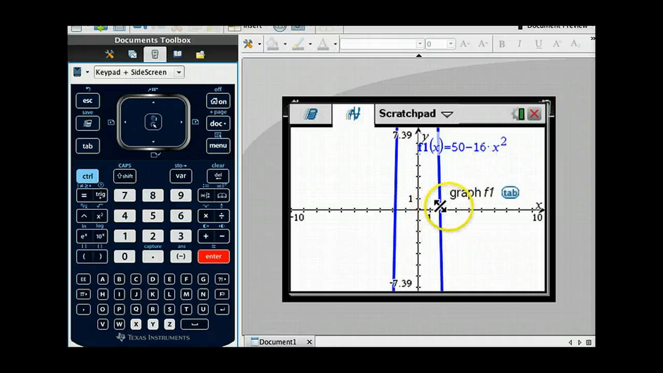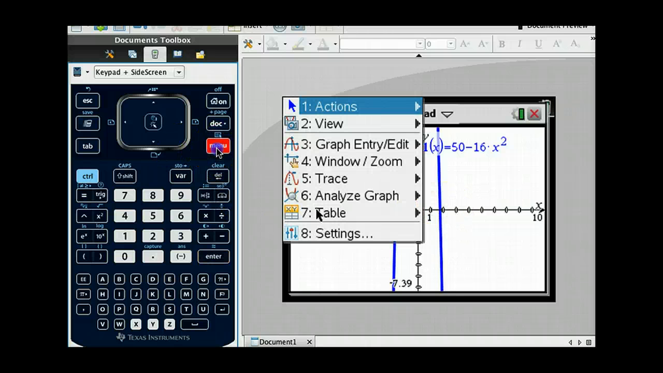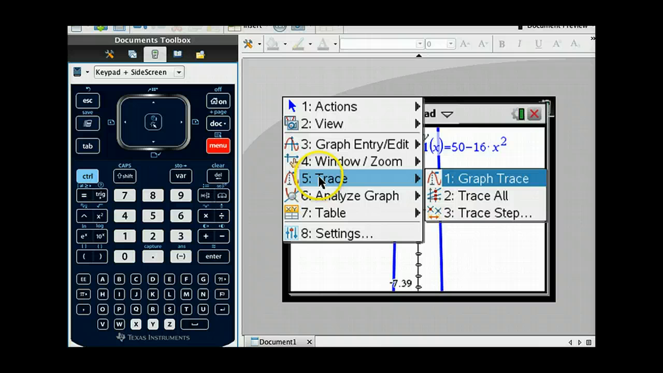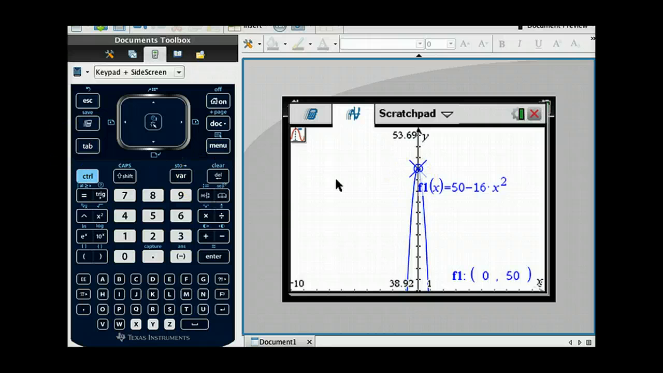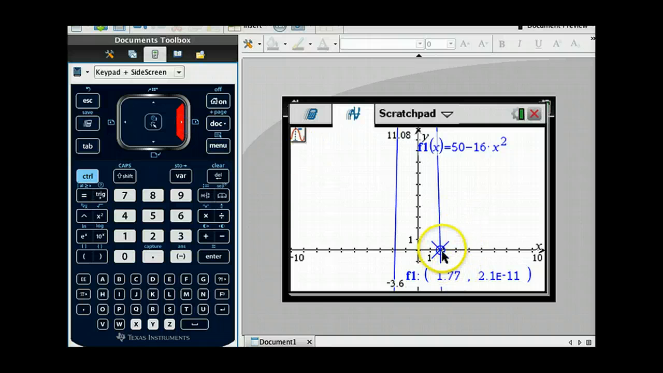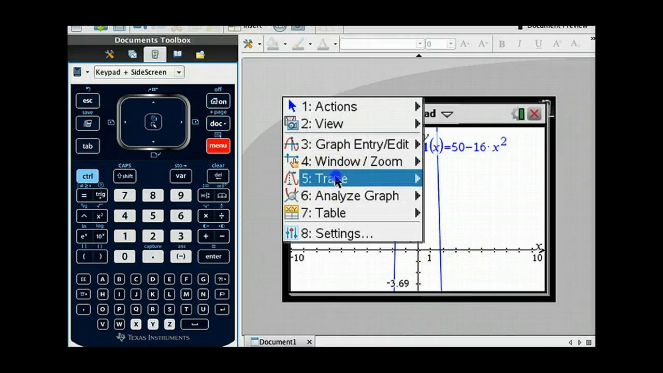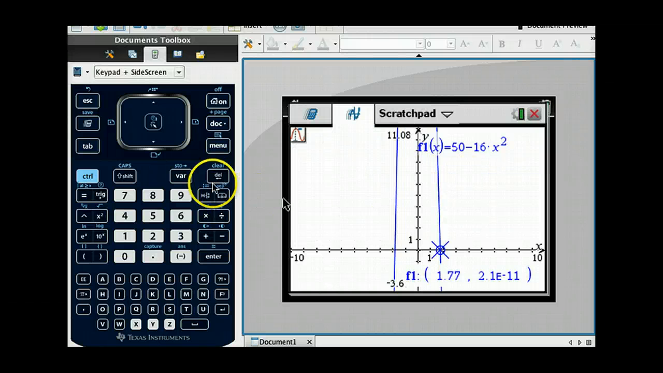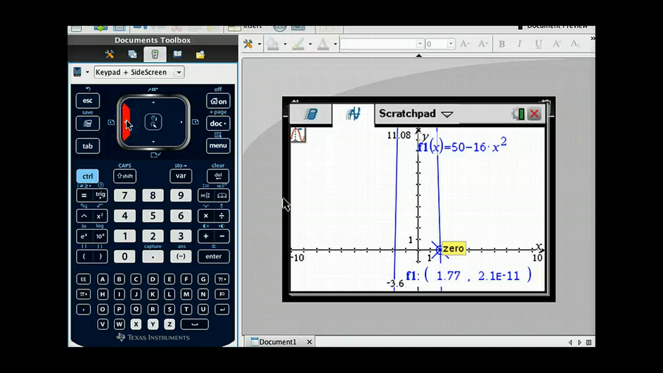So what I'm looking for is when this graph, what's this point right here, when it hits 0. So you go to menu, go to trace, and I want to graph trace. What that is, you just hit this arrow because I want to go down, and I want to go all the way down here. See, it says 0. This is my x value, and this is what I'm looking for. So again, I went to menu, trace, graph trace, and I'm using this up and down arrow to find when it hits 0. So when it hits 0, it's at 1.77.